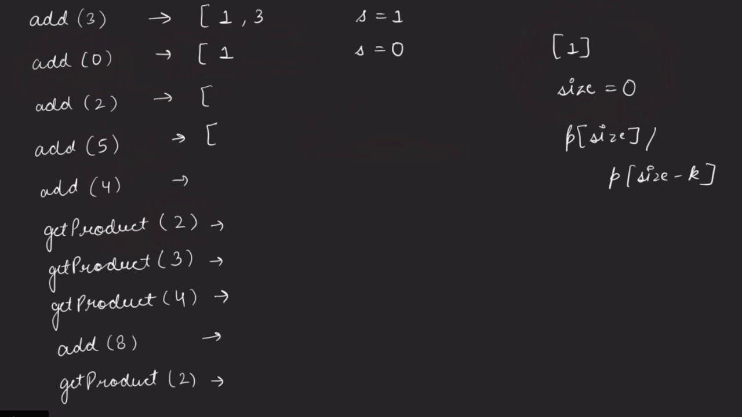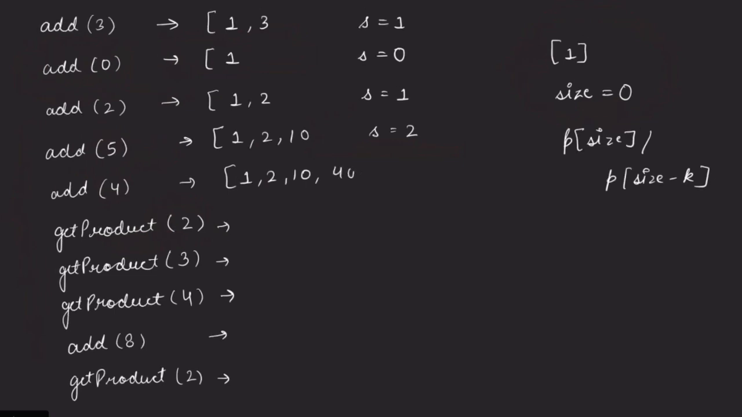How this is going to help us, we will understand once we go through all these examples. So now they want to add a 2, so it will be 1, 2, and the size will become 1. Then 5, so 1, 2, and then 2 into 5, 10. So the size will be 2. Then they want to add a 4, so 4 into 10 will be 40, and here the size will become 3 now.